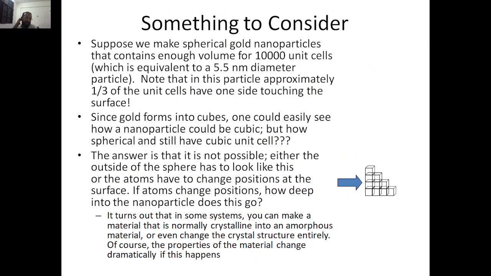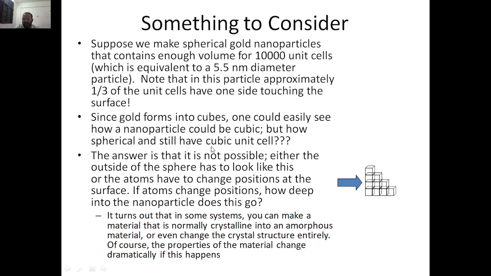So sometimes something is to be considered here. Suppose we make spherical gold nanoparticles that contain enough volume for 10,000 unit cells, which is equivalent to around 0.55 nanometer diameter. Note that approximately 1/3 of the unit cells have one side touching the surface. So like this. Since gold forms into cubes, if you are going for spherical gold from the cubes, then one could easily see how nanoparticles could be cubic.